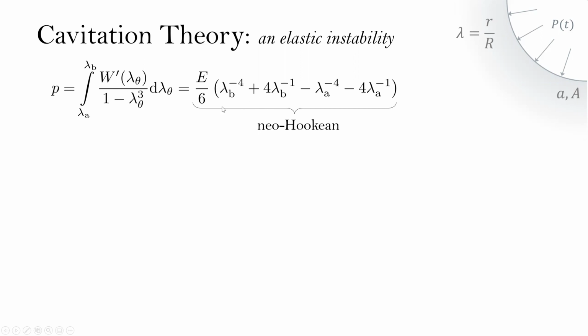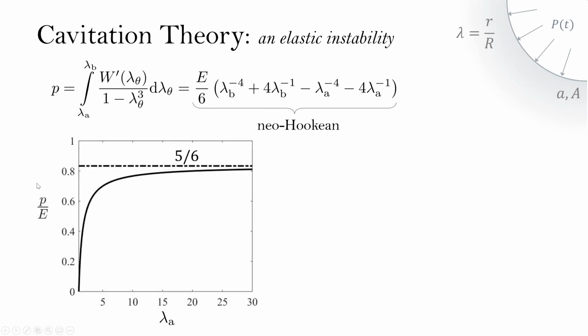For the case of the neo-Hookean, it integrates directly to this very simple form. So you can find the pressure as a function of how much you expanded this radius. And I can plot this for you here. And you can see that as you're increasing the stretch, the hoop stretch, essentially increasing the size of the cavity, the pressure increases. But according to this formula, it eventually arrives at this asymptotic value of 5/6 E. Notice that this is normalized.